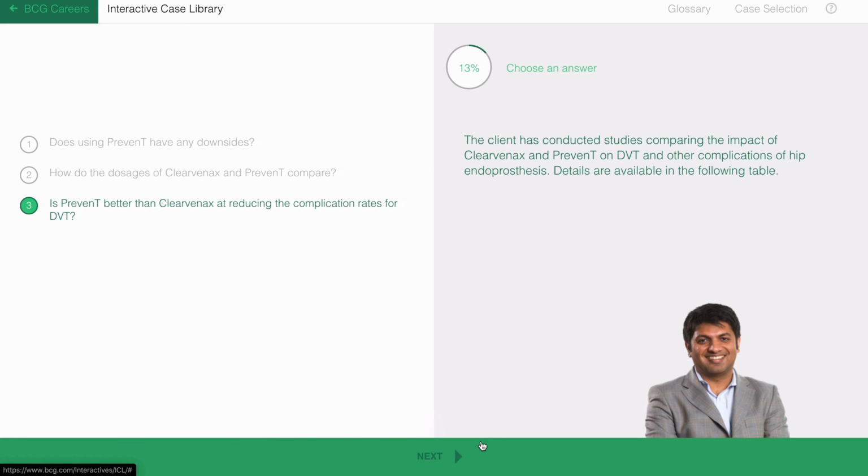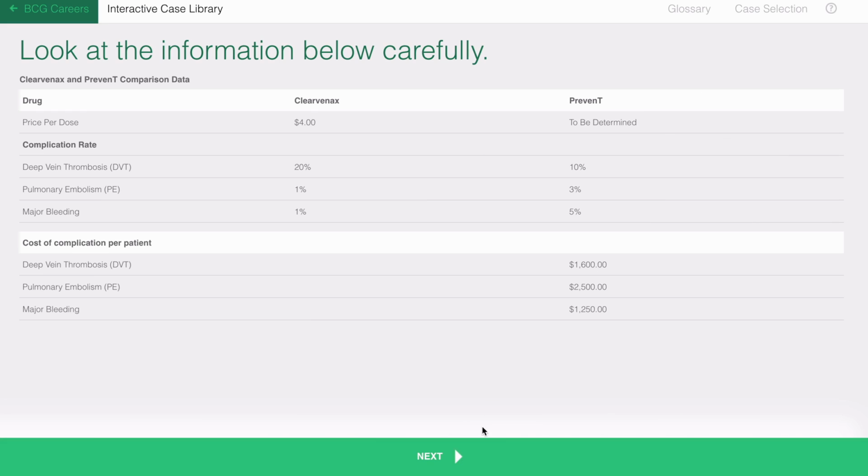Great. The client has conducted studies comparing the impact of Clearvanax and Prevent T on DVT and other complications of hip endoprosthesis. Details are available in the following table. All right, let's take a look at this table. So we have our 2 drugs, Clearvanax, the competitor, and Prevent T, our drug. We have price per dose. We know that Clearvanax is already $4.